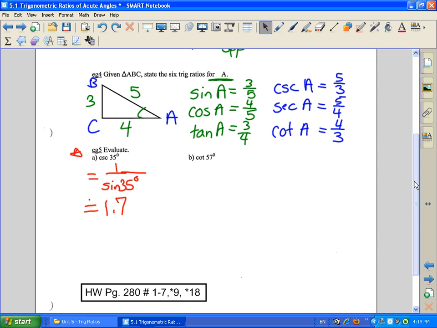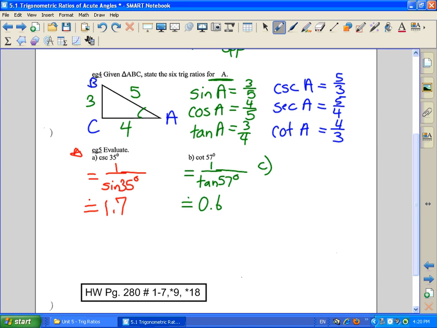All right. Cotangent of 57 degrees. Again, cotangent is the inverse of tan, so it's going to be 1 over tan 57 degrees. Okay, plug in your calculator and you get approximately 0.6.